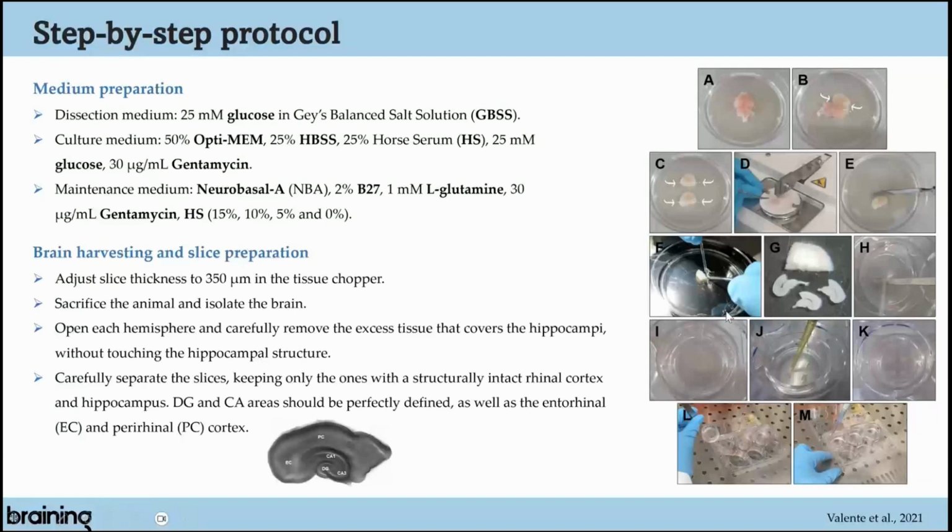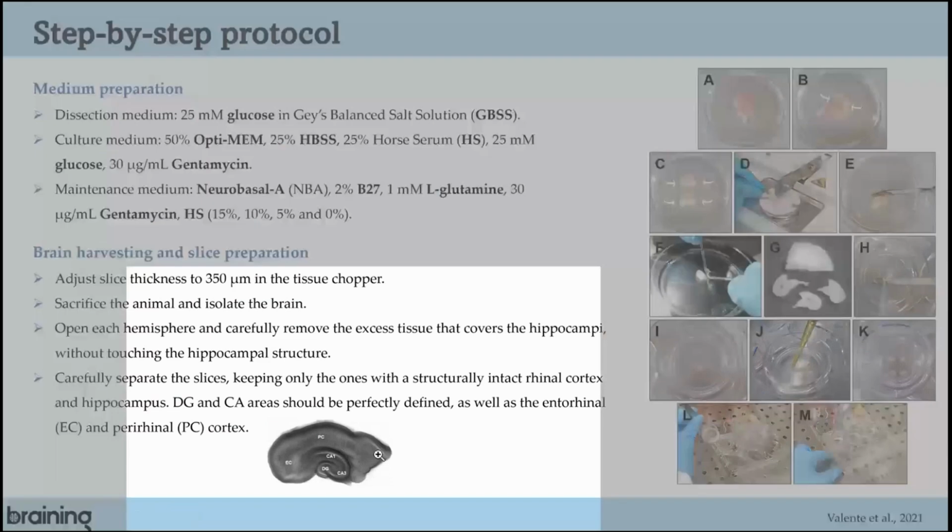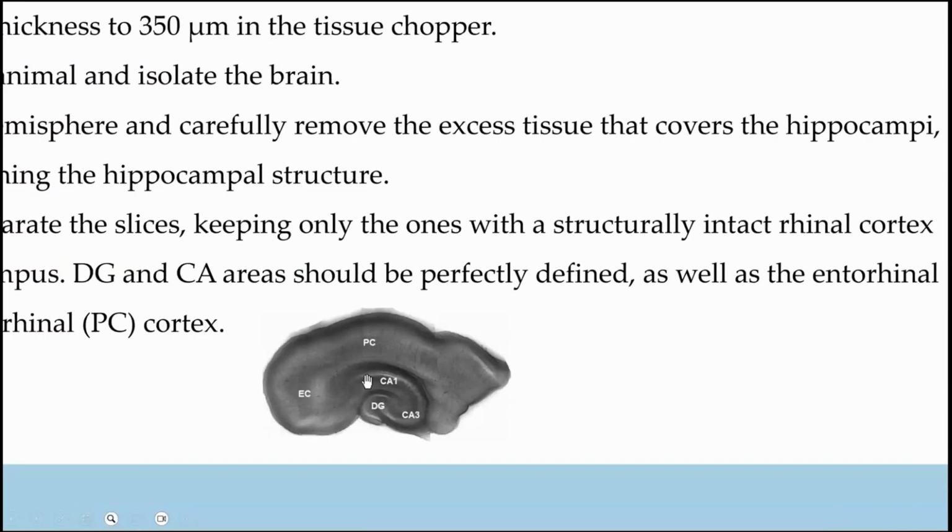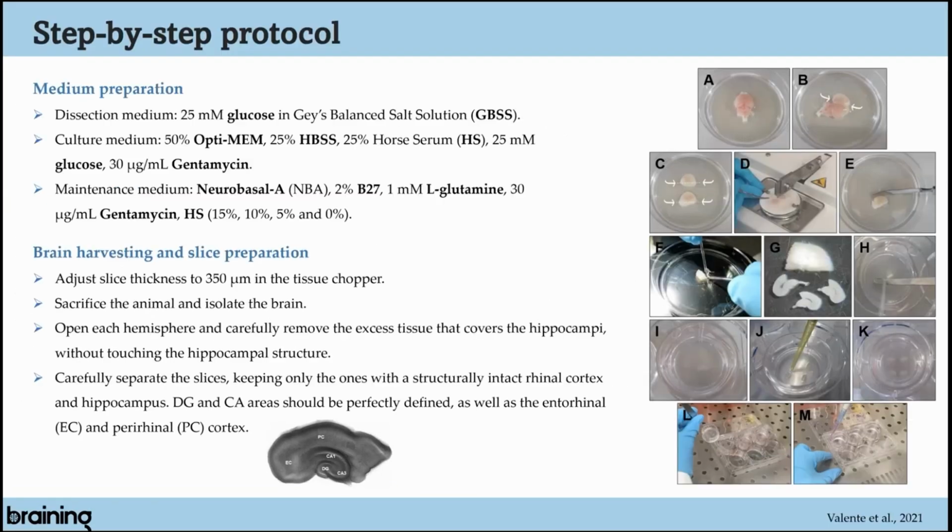And after separating the slices, we have to look at them very carefully and only select the slices that look like this. So the slices need to have a complete, defined hippocampus. You have to be able to see the DG, the CA3 and the CA1 area, and you also have to have this curve over here that contains the entorhinal cortex and the perirhinal cortex. And you do not want to have cuts in the tissue. If a slice looks like this but has tiny cuts, you know that the viability will be very low.